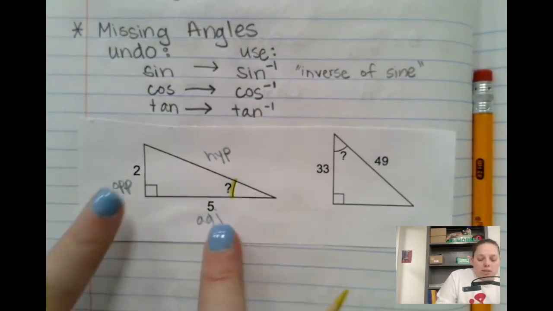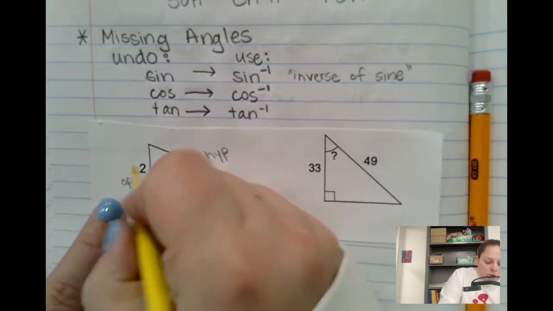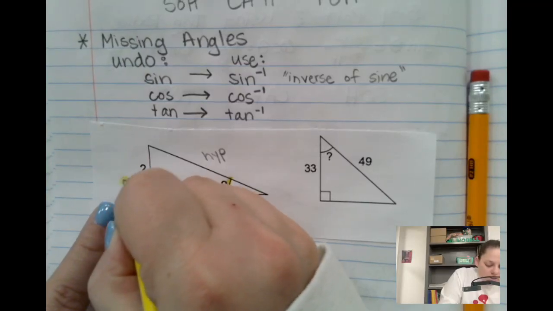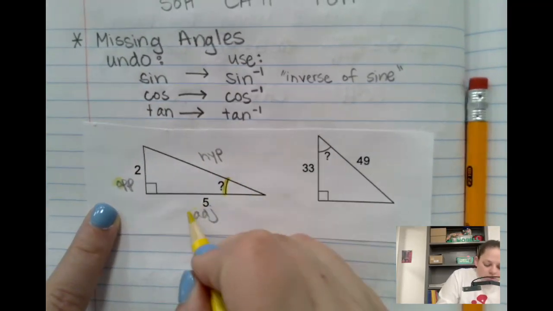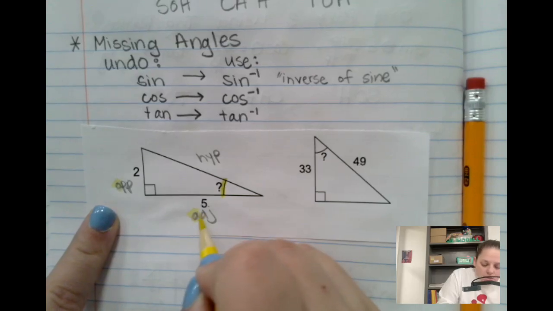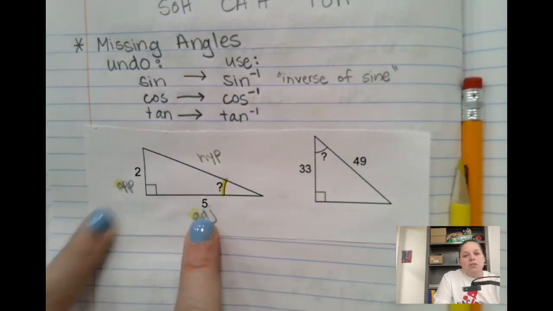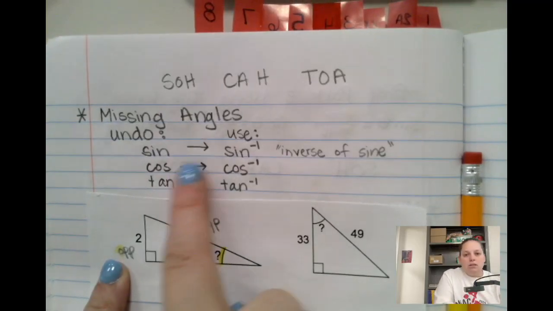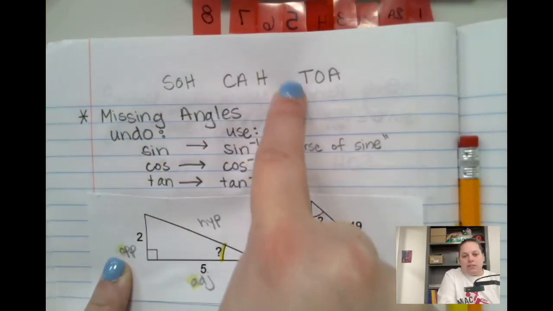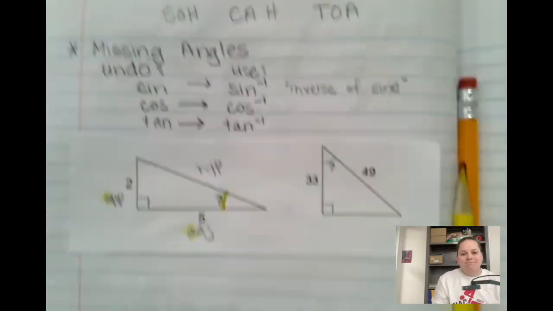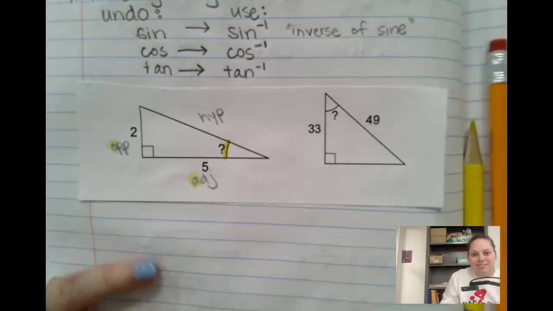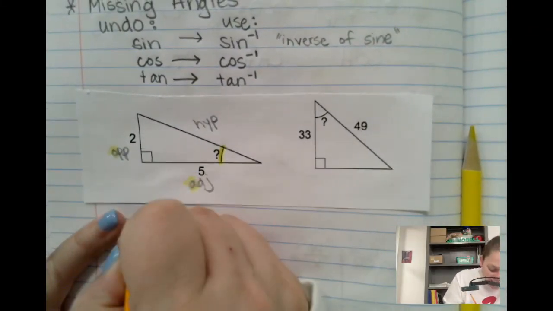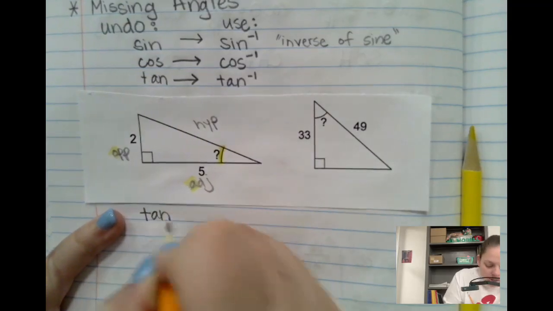So the two parts that I'm given are 2 and 5. 2 is my opposite, 5 is my adjacent. If I have opposite and adjacent, when I look back at SOHCAHTOA, I need OA. So OA is my tangent, so I'm going to use tan. Don't ever say that, tangent. I always say tangent. Okay, so I'm going to do tangent, but now we don't know the angle.